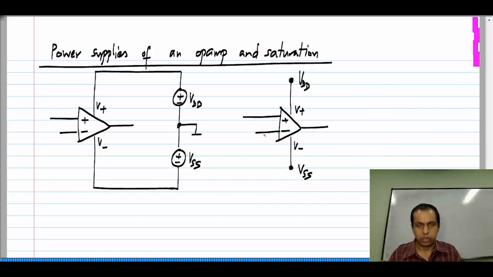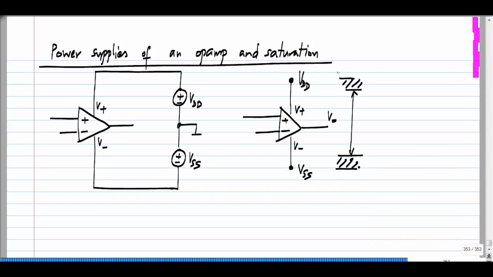So, now what is the effect of this on our amplifier or any circuit we build? It turns out that the output voltage V naught of the op-amp can swing between VDD and VSS. In fact, it cannot go all the way up to VDD or all the way down to VSS. Typically, the allowable range for V naught is somewhere between VDD and VSS.